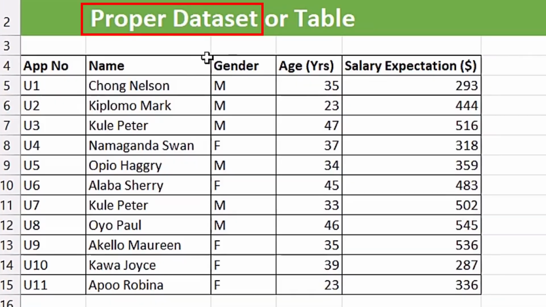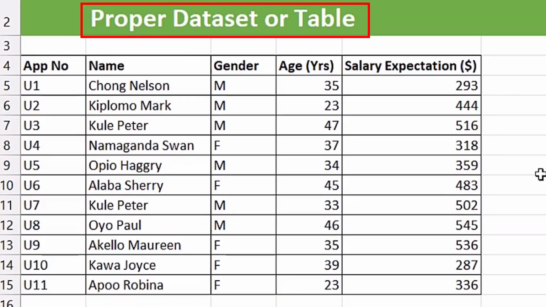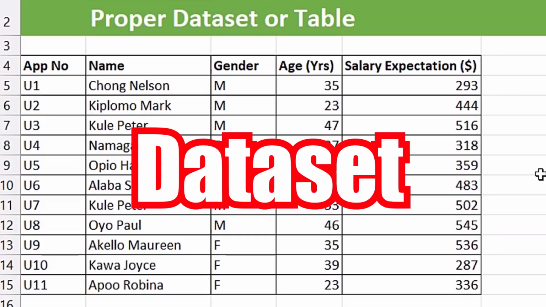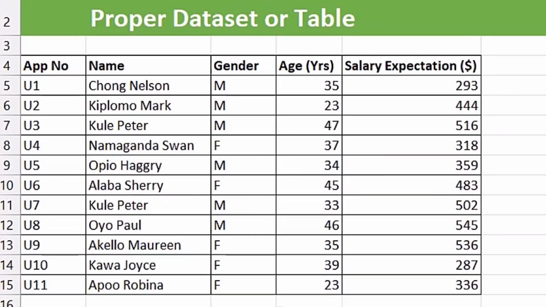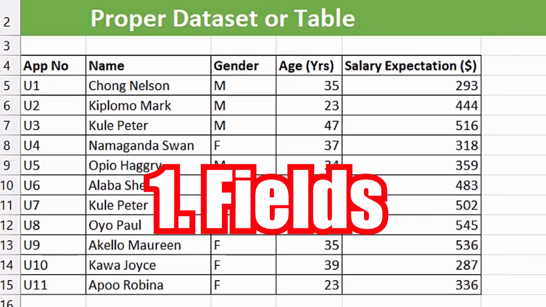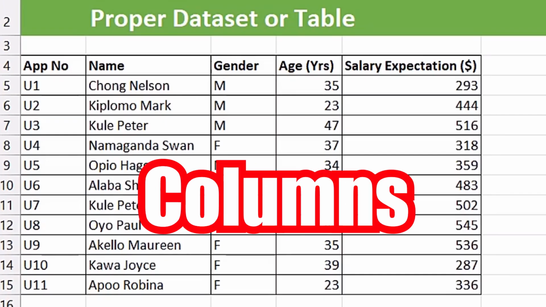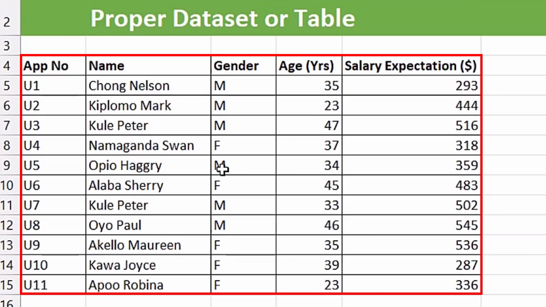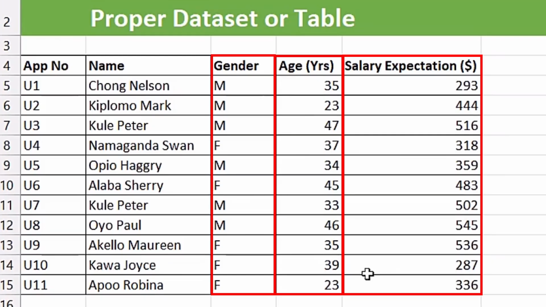A proper dataset is sometimes called a table. Now, before we talk about a proper dataset, let's talk about what makes up a dataset. A dataset is made up of three things. One, a dataset is made up of fields, which are always set in columns. For example, this is our dataset. We have the first field. We also have this second field. And then it goes on like that, and these are fields.